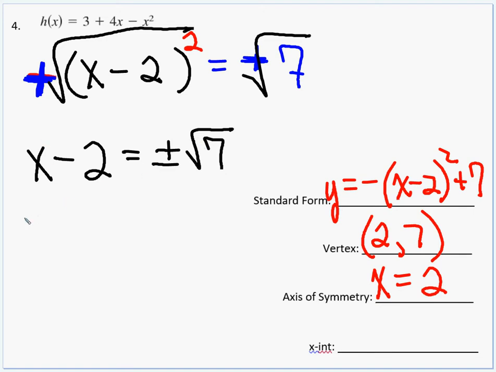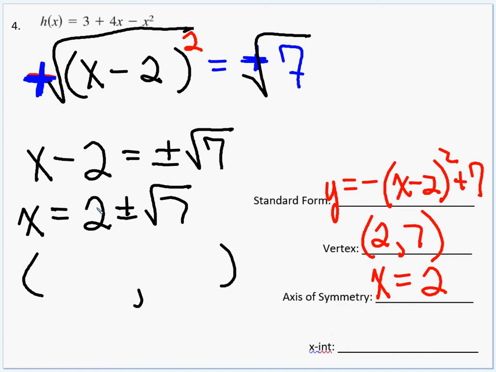Now we're going to list them both out. And if you're doing this on WebAssign, it asks for the smallest x-intercept first. And we are going to write them as points. So the smaller of the x's is 2 minus the root of 7, comma, 0, because it is an x-intercept. We should have a y value of 0 if we're crossing the x-axis. The larger of the two will be 2 plus the root of 7, comma, 0.